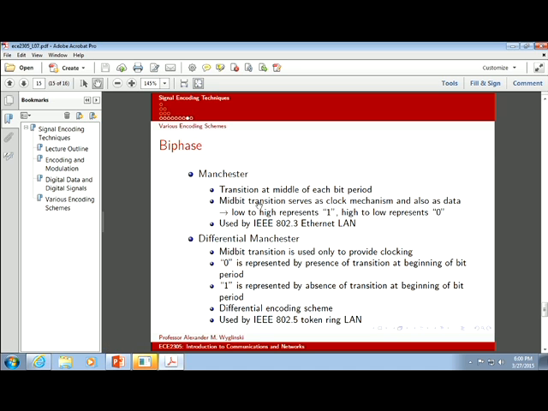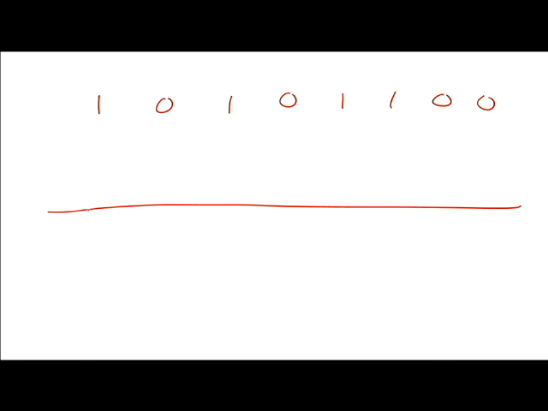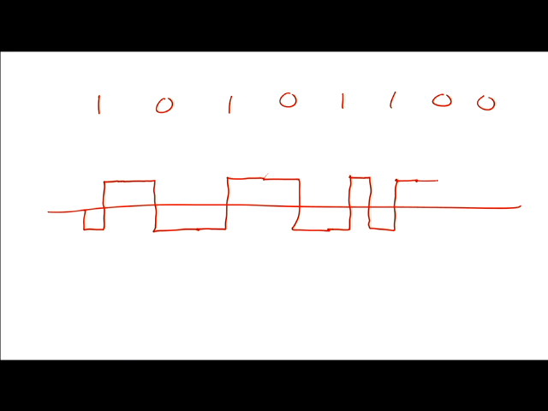Let me just double check. What is it? Low to high, 1. High to low, 0. Okay. These things get kind of confusing. So if I do 1, 0, 1, 0, 1, 1, 0, 0, what do I have? So what you get is something like this. Let me just double check. Yes. Okay. So low to high, and then high to low, low to high, high to low, low to high, low to high, high to low, high to low.